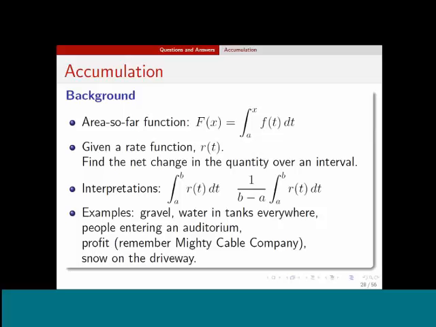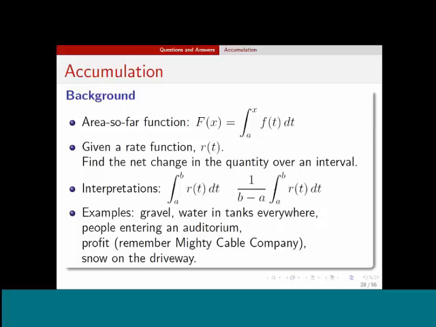We might ask students to interpret expressions like this, the integral from a to b of r of t dt. We might ask them to interpret 1 divided by b minus a, the integral from a to b of r of t dt. And if you're looking for good examples of questions that involve accumulation, we've had one on gravel recently. We've had tons of questions where we have water in a tank everywhere, water being pumped in, water being pumped out.